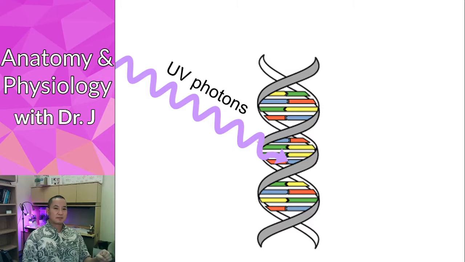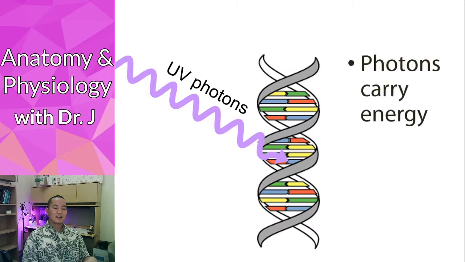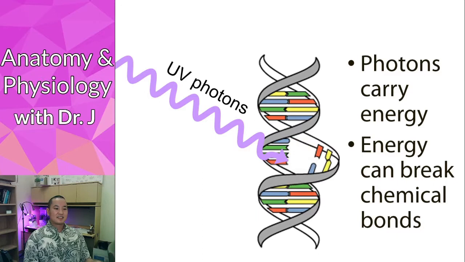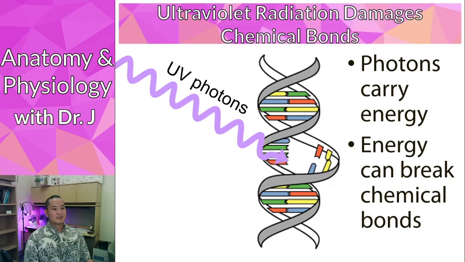And if you remember your chemistry lectures in general chemistry, photons carry energy, but bonds are also made and broken by absorbing energy. So energy can break chemical bonds. If you have all these chemical bonds in DNA and then you have UV photons bombarding the DNA, it can cause disruptions, it can break bonds, it can also cause the formation of irregular bonds. So what we have here is that UV radiation is damaging DNA.